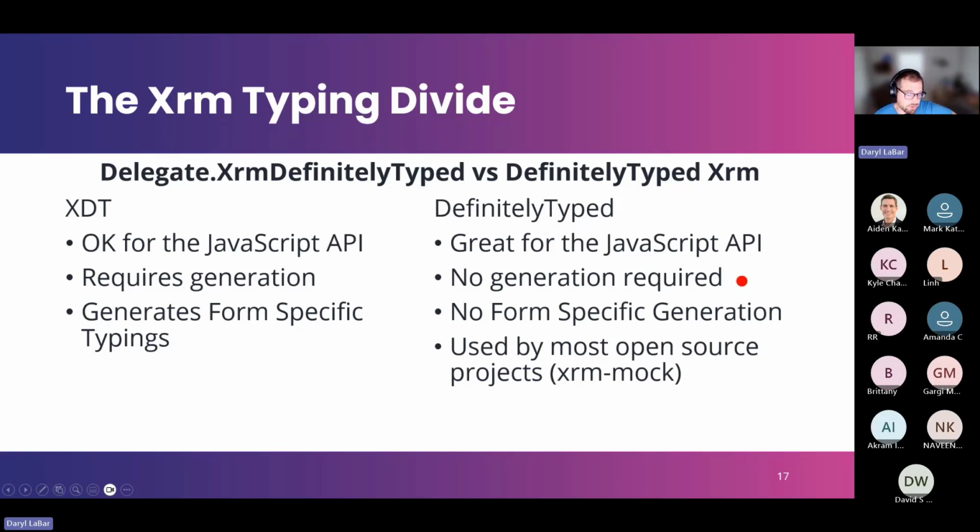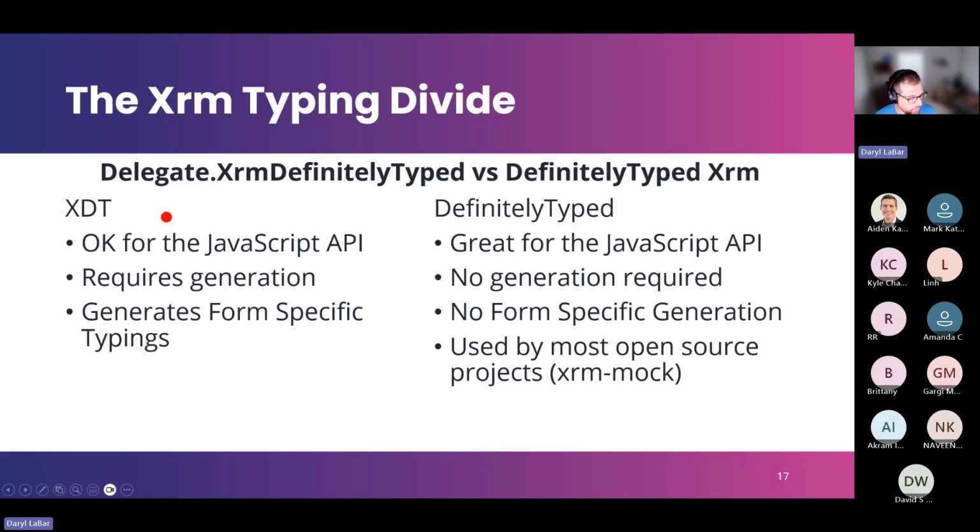But the good news is there's no generation required. And anytime we're interacting with the actual page model API, it's great for that because it has all those definitions. And it's used by most projects out there that I've seen. And the XRM mocking testing framework that we'll be using uses that as well.